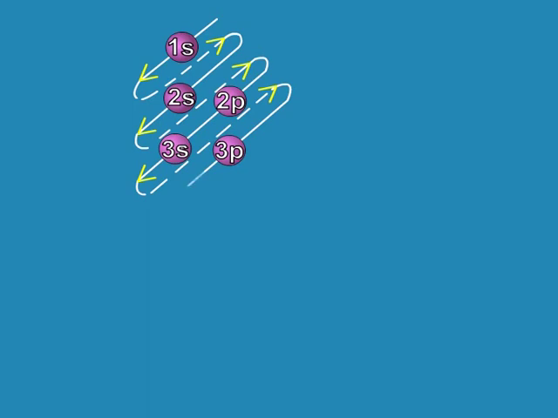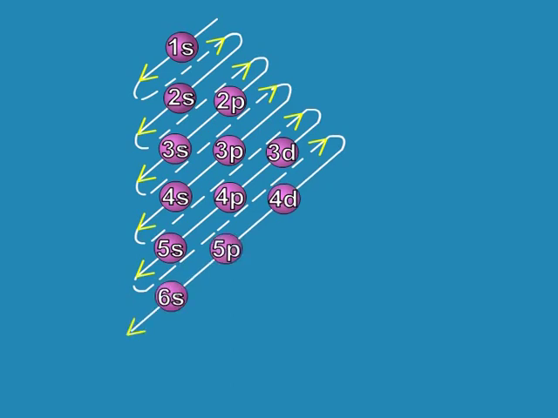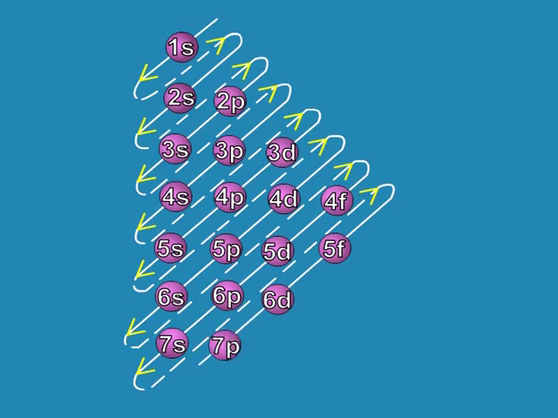Then electrons are filled into 4s, 3d, 4p, 5s, 4d, 5p, 6s, 4f, 5d, 6p, 7s, 5f, 6d, 7p, and so on, as shown by the direction of the arrow on the screen.